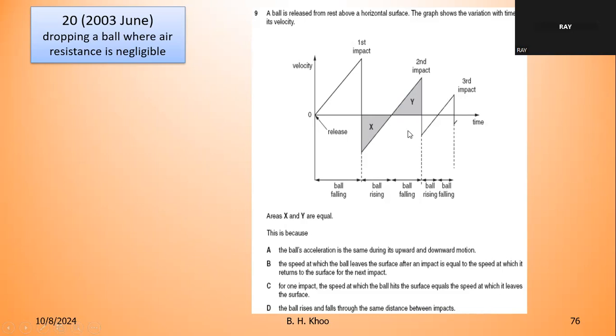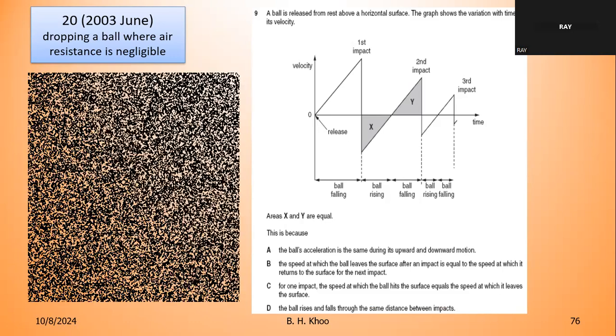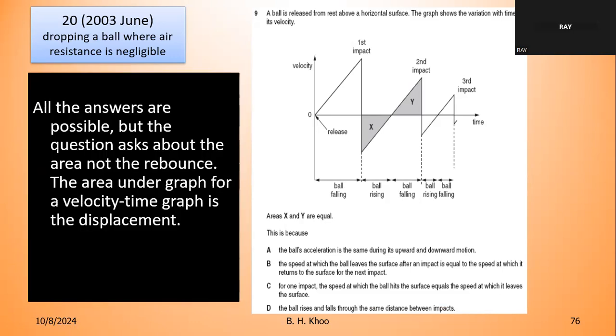All four answers can be the answer. But the catch is area x and area y. Why are they equal? All answers are possible, but the question asks about area, not the rebounds. Area on the graph for velocity is displacement. Downwards is taken as positive, so it's D. Area is distance or displacement. Okay with that? Correct.